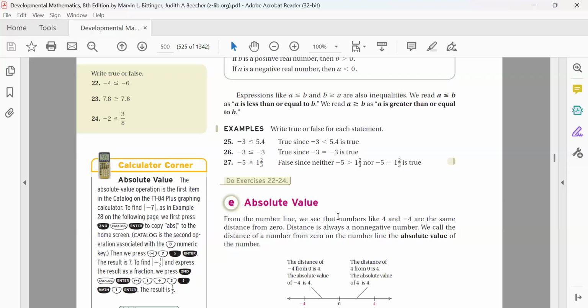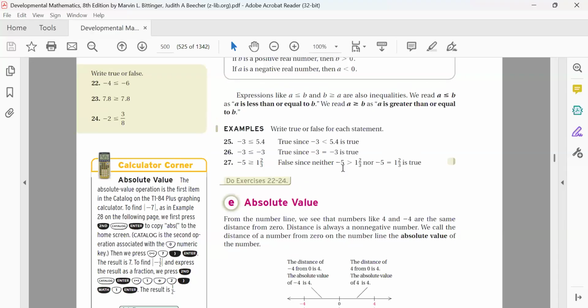Question number 27 says that -5 is greater than 1 2/3. This is a false statement, because -5 is not greater than any positive number. The first two statements are right. The last statement is a false statement. It is false, since -5 is not greater than 1 2/3, nor is -5 equal to it. So that's a false statement.